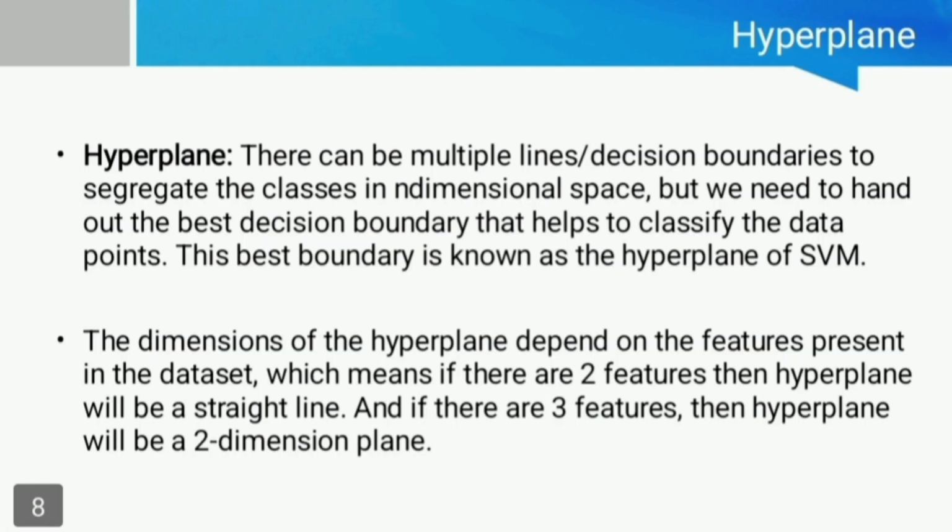There can be multiple lines or decision boundaries to segregate the classes in n-dimensional space. But we need to find the best decision boundary that helps to classify the data points. This best boundary is known as the hyperplane of SVM. The dimension of the hyperplane depends on the features present in the dataset, which means if there are two features, then the hyperplane will be a straight line. And if there are three features, then the hyperplane will be a two-dimensional plane.